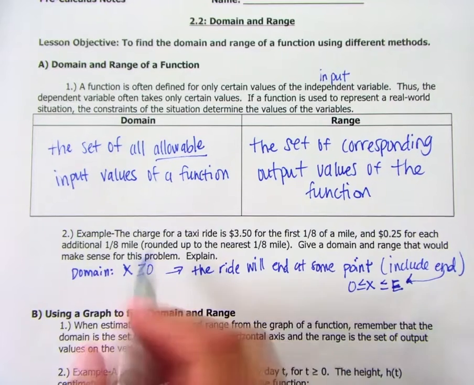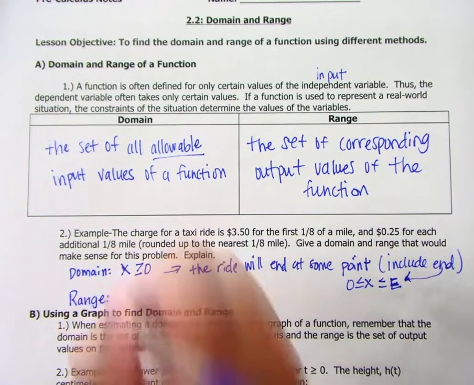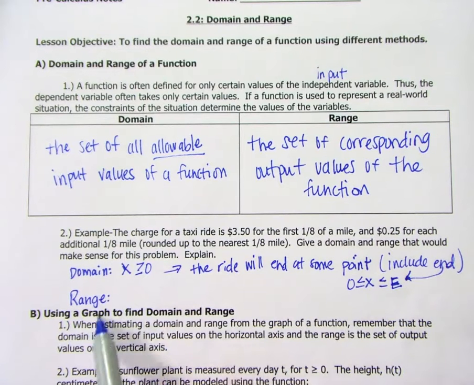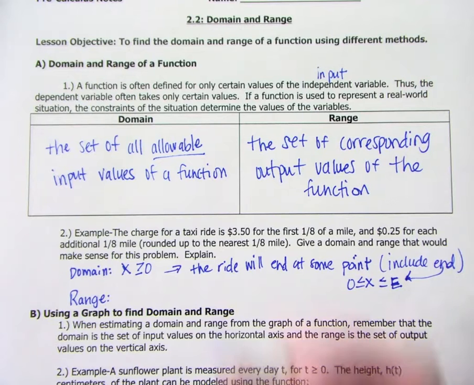So once we have our domain, then we can look at the corresponding range. So range is going to be, again, corresponding output values for your domain. So let's think about this. Let's think about one end of it. If your ride length is 0, then your price will also be 0.